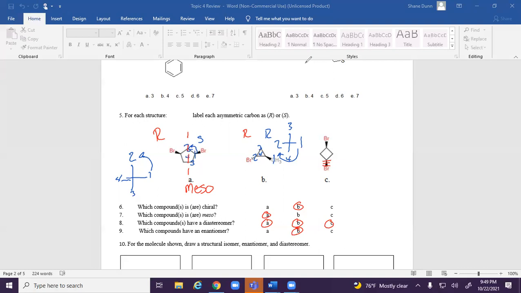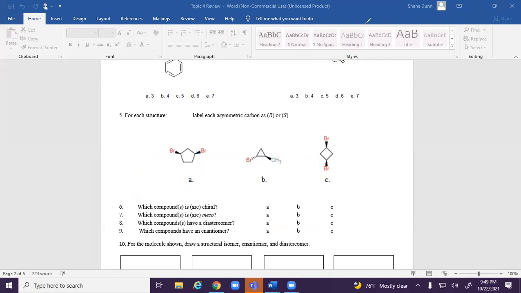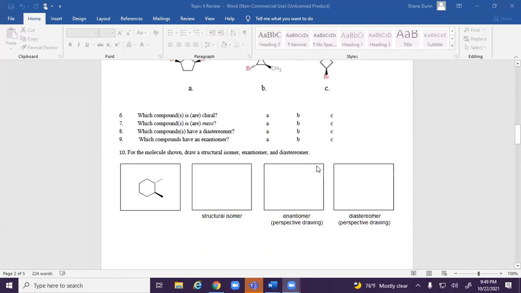I'm going to skip 10 because I can't think of a molecule off the top of my head. I'm just going to skip it because I'm too tired. Oh, it already has a molecule up there. Oh my God. Nice. Cool. Thanks, fun. I like that. It already gives you a molecule. I thought I had to make one up.